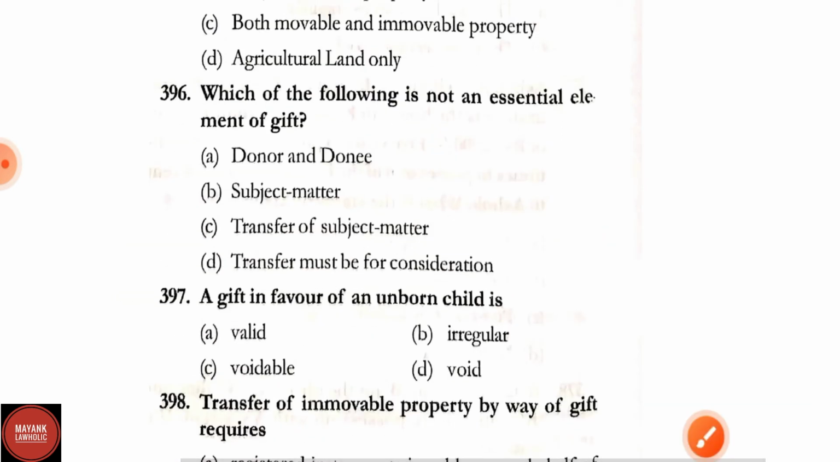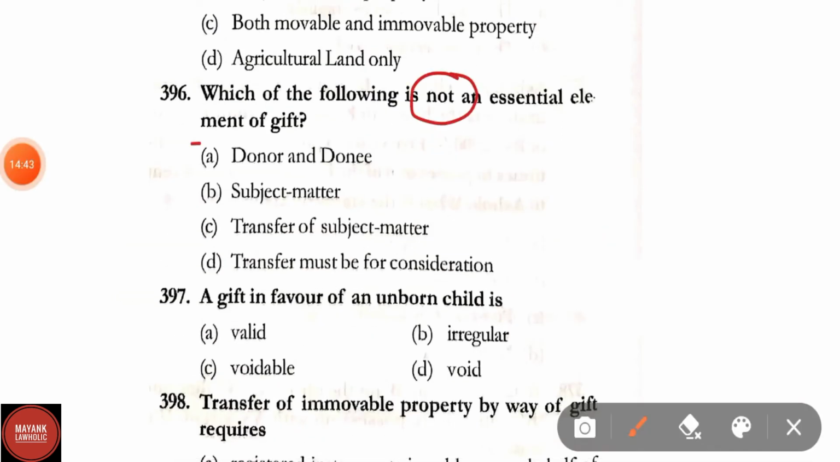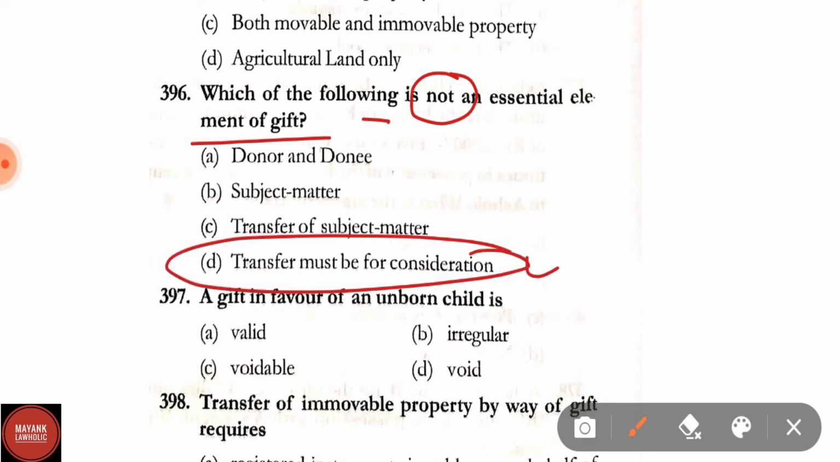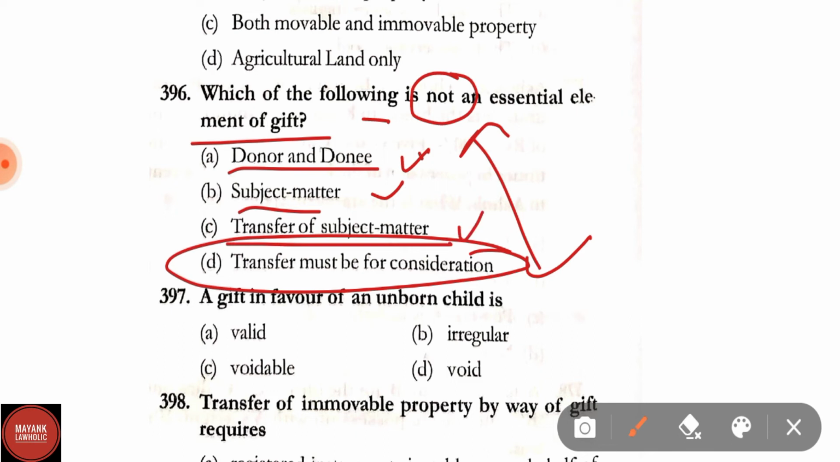Question number 396. Which of the following is not an essential element of gift? Options are donor and donee, subject matter, transfer of subject matter, transfer must be for consideration. Here the correct answer is option D, that is, transfer must be for consideration is not an essential element of gift, whereas donor and donee, subject matter, and transfer of subject matter are the essential elements of gift.